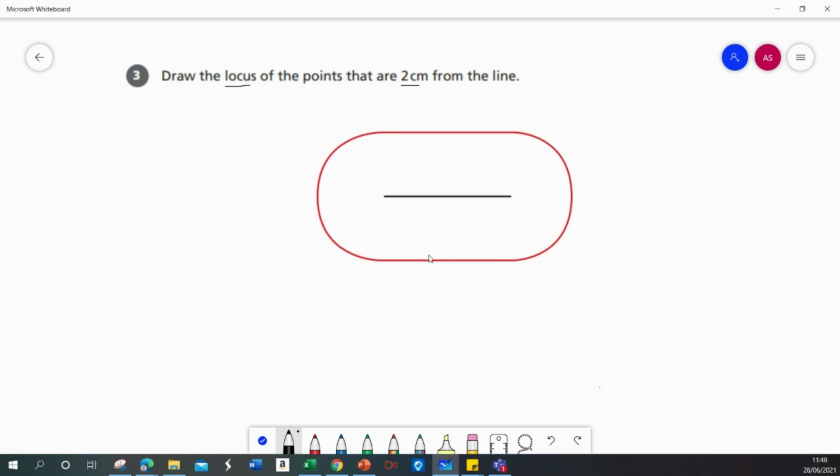Now you can see the red line representing the locus of points exactly 2 centimetres from the line. So every point is exactly 2 centimetres away. There are 2 straight lines above and below the original black line. And then at the ends, there are 2 semicircles. And the radius of each semicircle is exactly 2 centimetres.